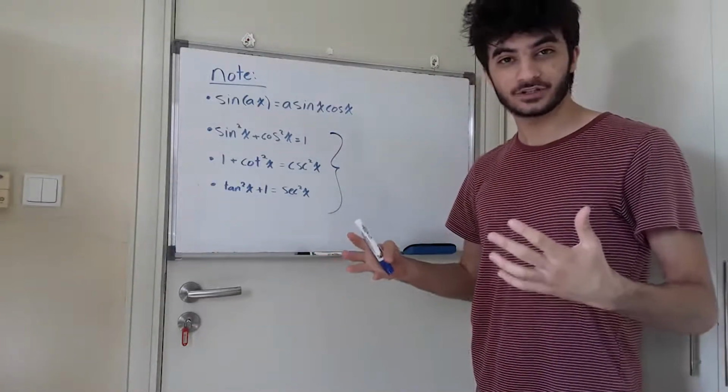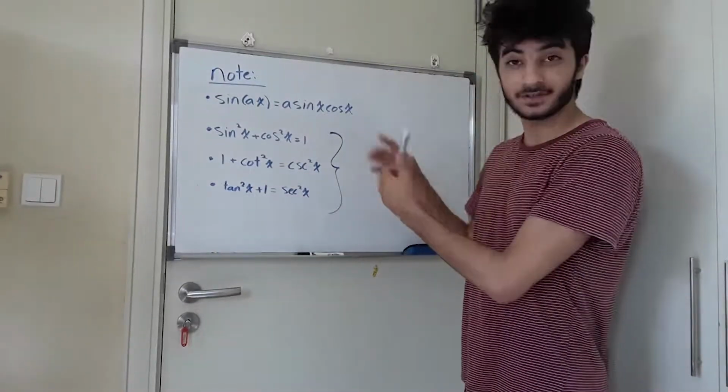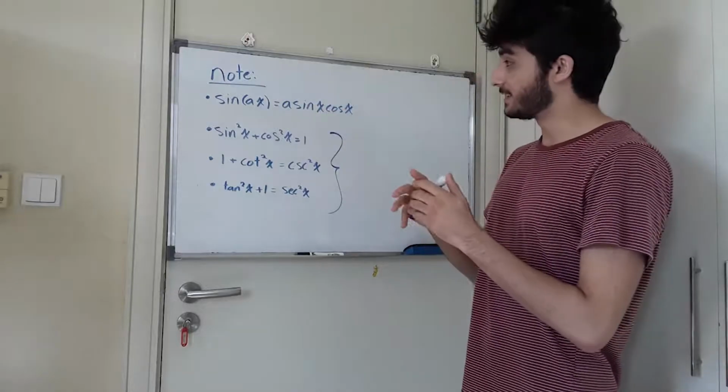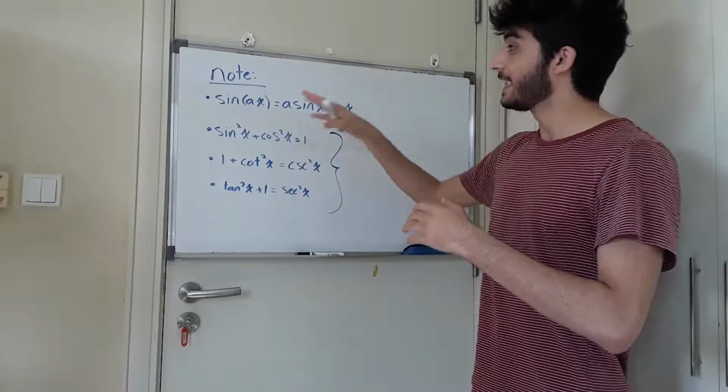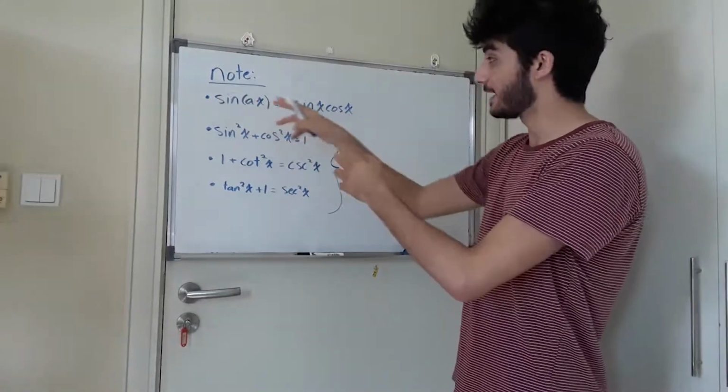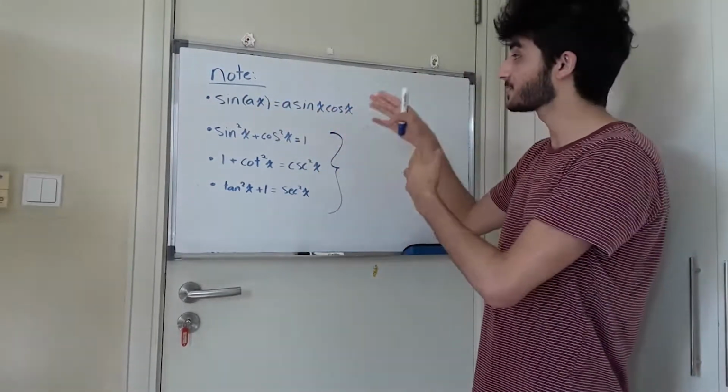So before I go to question number 2, there are some formulas that we need to know. The first formula is that sine ax is equal to a sine x times cosine x. A is taken outside and then you multiply by sine x times cosine x.